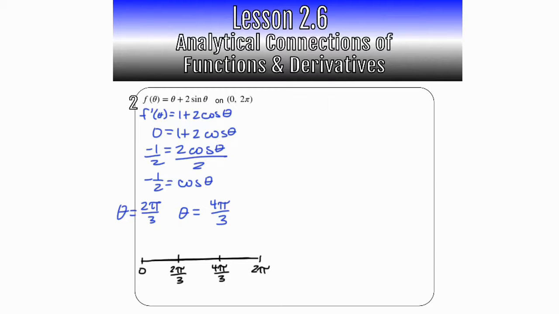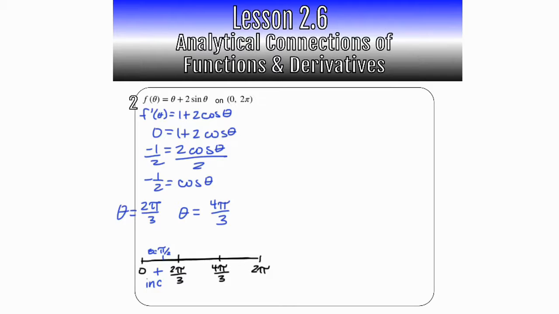So the value I'm going to pick between 0 and 2 pi over 3 is pi over 2. So theta is equal to pi over 2. And when I find that out, you're going to get 1 plus 2 cosine of pi over 2, which is going to be positive. So f prime of x is positive, so f of x is increasing, or f of theta, I guess I should say.